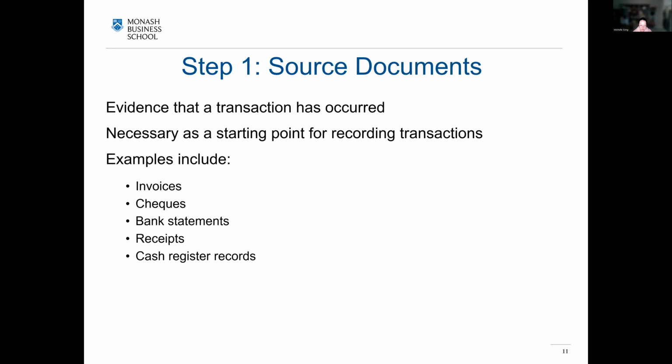So in this unit, you need to analyze the source documents, but you do not need to check if the source document is true or if it is a real source document. The questions we provided to you in the tutorial are the source documents.